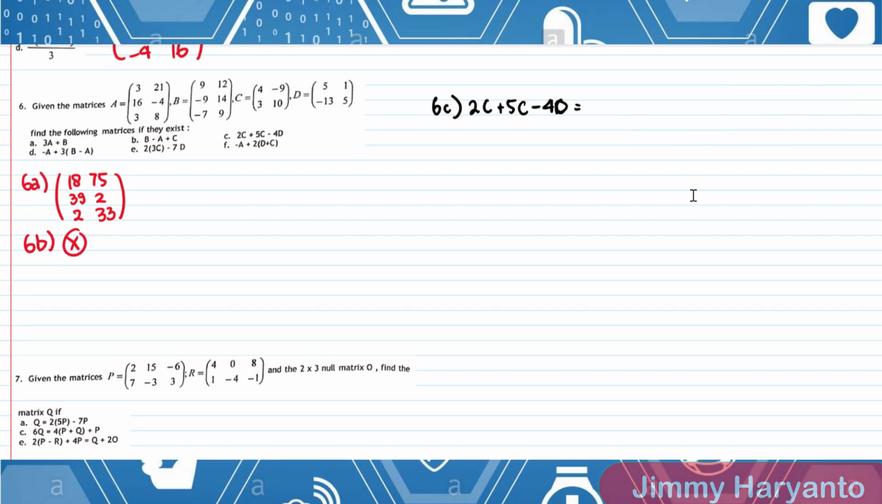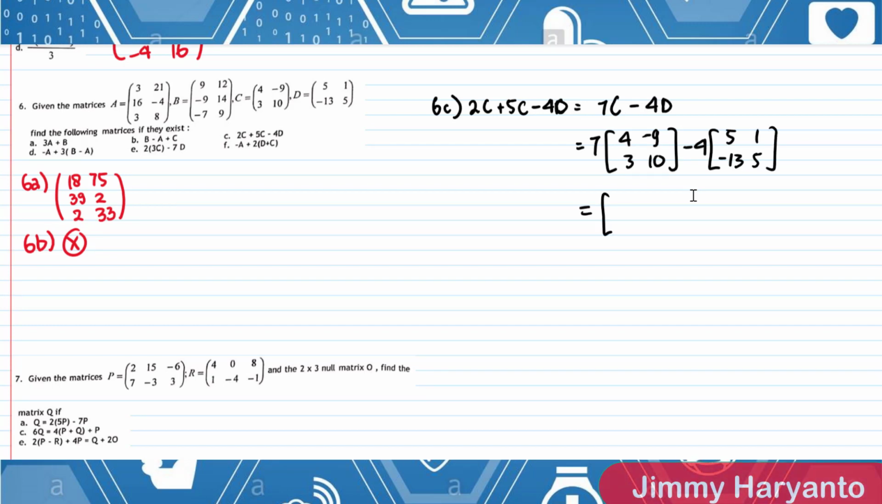Okay, so for number 6C, we have 2C plus 5C minus 4D. So before we input the matrix, I want to add 2C plus 5C first. It can be done because it's algebra. So 2C plus 5C equals 7C minus 4D. After that, we replace the C with the matrix. For negative 9 and 3 is 10. For the D, it will be 5, 1, negative 13, and 5.